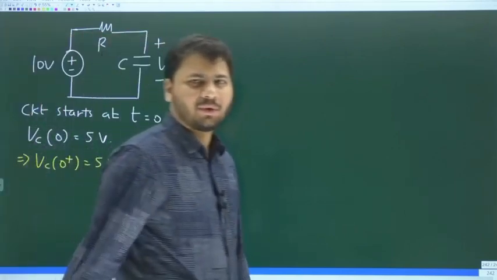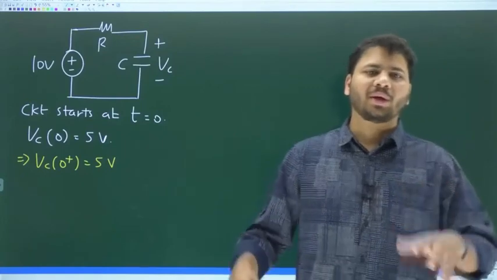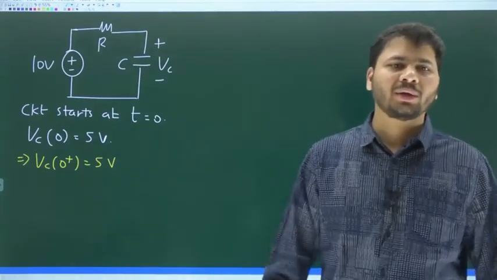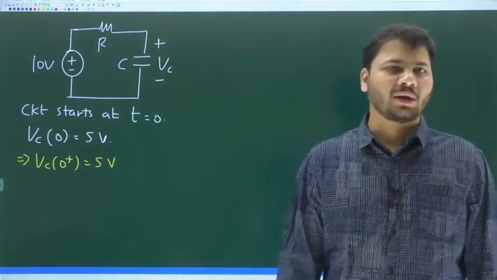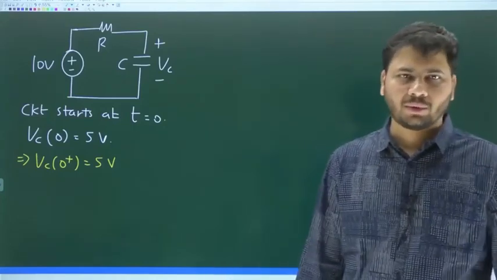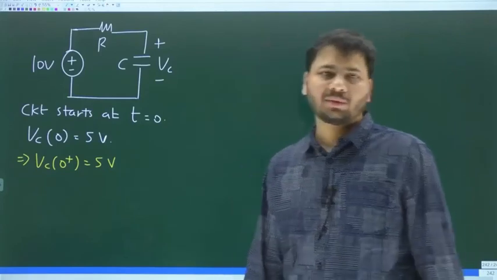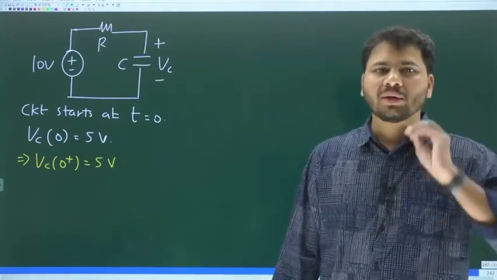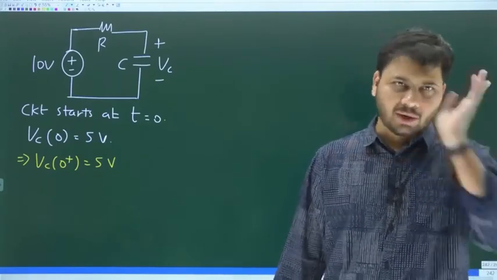See, that means what? Before t equal to 0, something happened to the capacitor due to which the capacitor got charged to what? 5 volts. So VC of 0 is what? 5 volts. So because VC of 0 is what? 5 volts, VC of 0 plus will also be 5 volts.